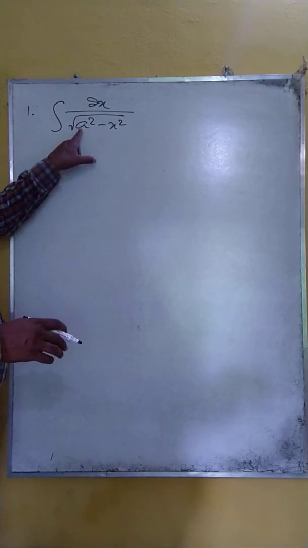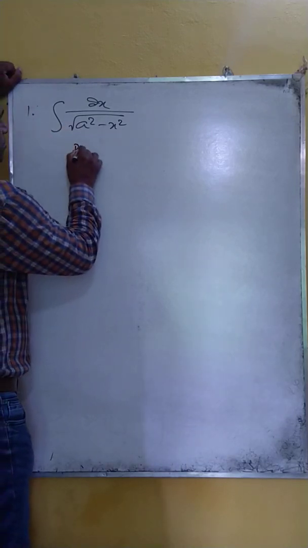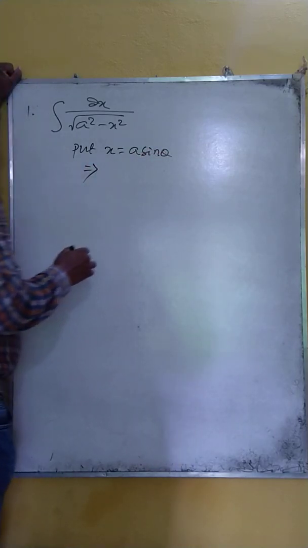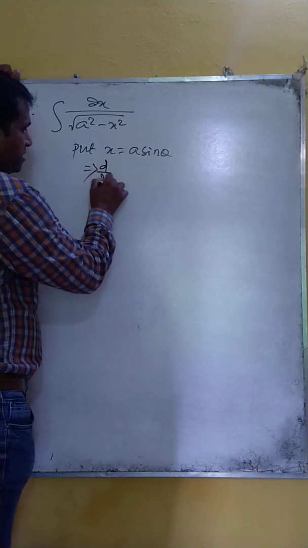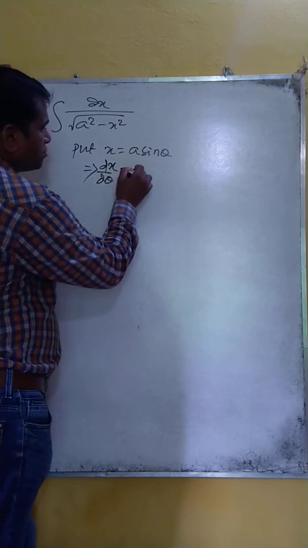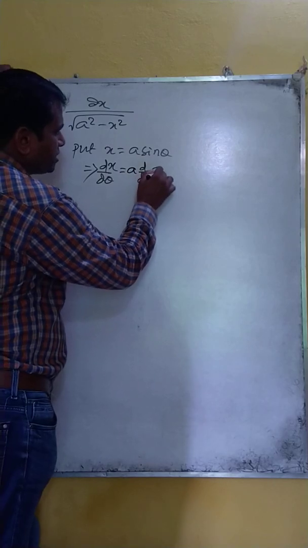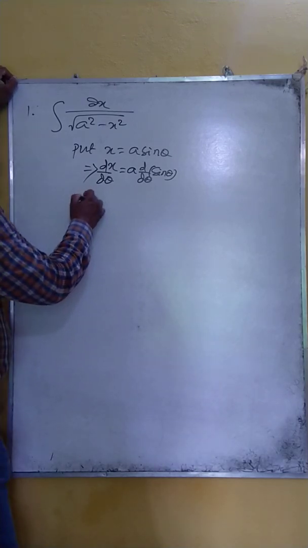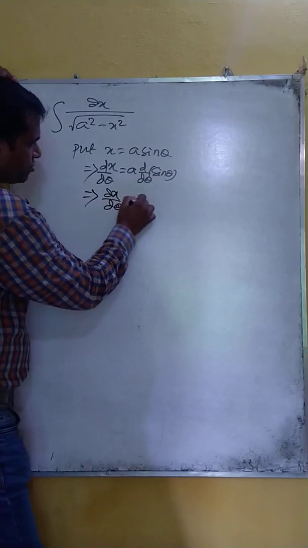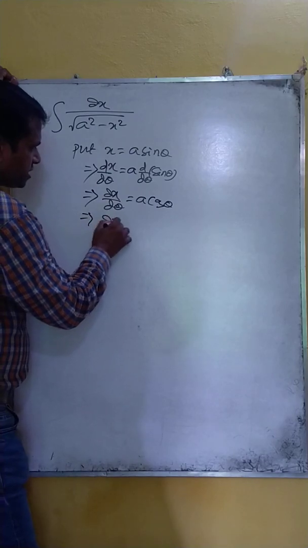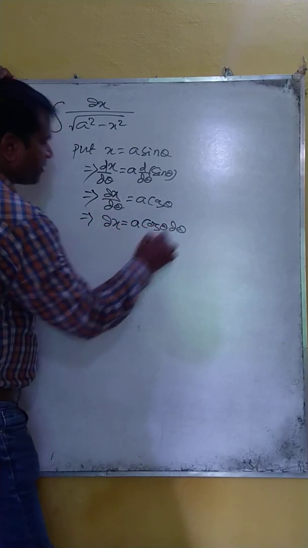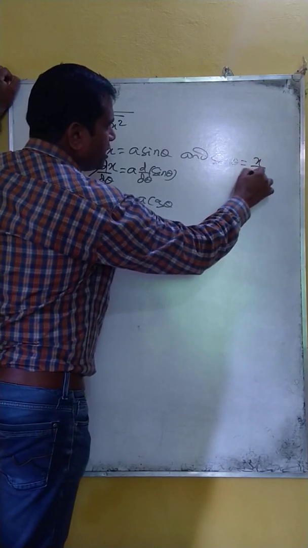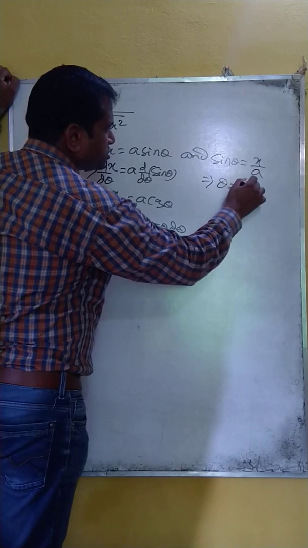Here the form is a square minus x square, so we put x is equal to a sin theta. You differentiate both sides, so we have dx by d theta is equal to a cos theta. That implies dx is equal to a cos theta d theta. Also sin theta is equal to x by a, that implies theta is equal to sin inverse x by a.